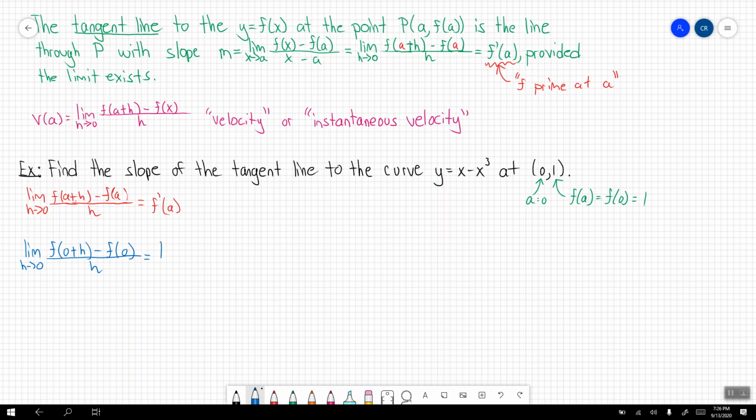Let's keep evaluating this, and I'm going to make my substitutions really quick. f of 0 plus h, well, notice that 0 plus h will just leave us h, which means we're looking at f of h minus f of 0, all divided by h. Now f of h, in other words the function evaluated at h, will be h minus h cubed. That's my f of h. Minus f of 0. Well, f of 0 is just 1, so that's what I'm going to substitute in here. All divided by, well, you guessed it.